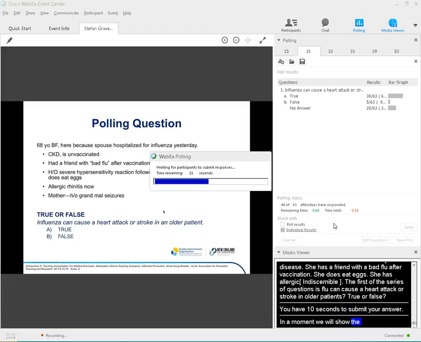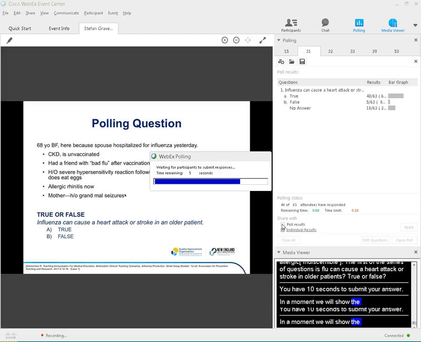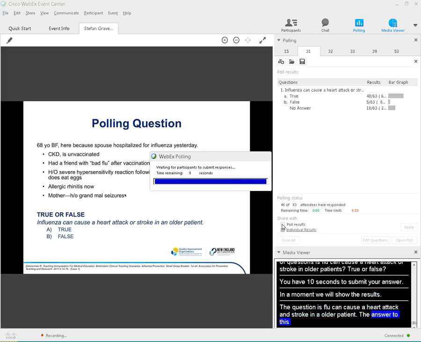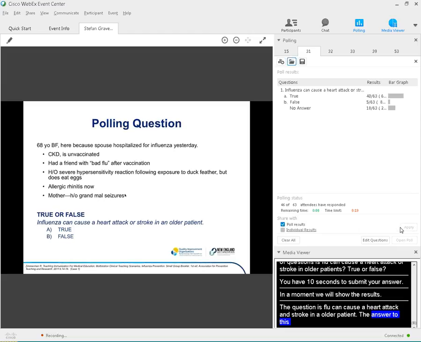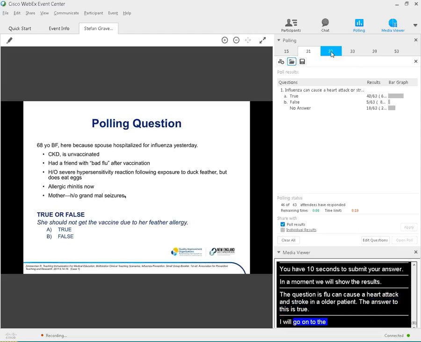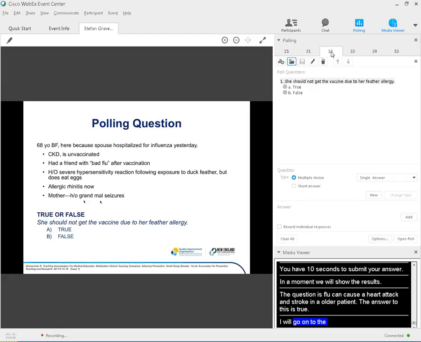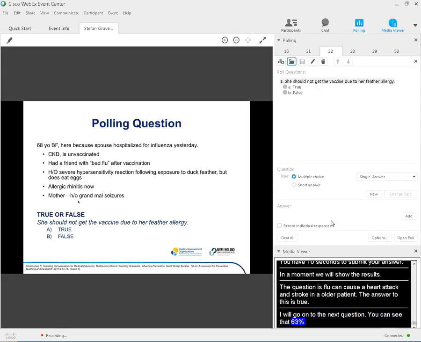Okay, the question is, flu can cause a heart attack and stroke in an older patient. I'm looking for the results to show on screen. The answer to this is true, that I showed you that on. And in a moment, we may see that polling result. I'll go ahead and go on to the next question. You can see that 63% got that right. Again, 8% generated the incorrect answer. Yes, it can cause heart attack, stroke, and what's more is vaccine may be able to prevent those.